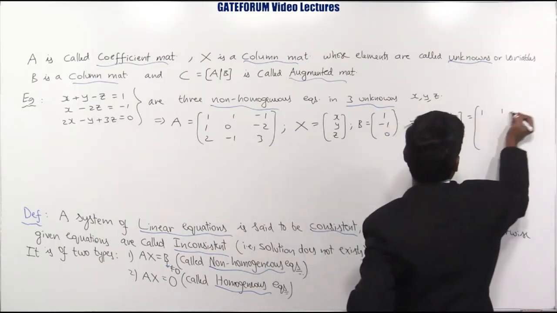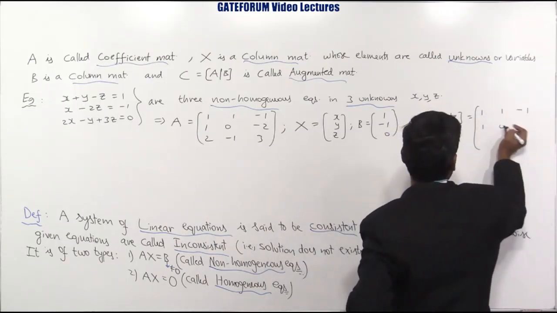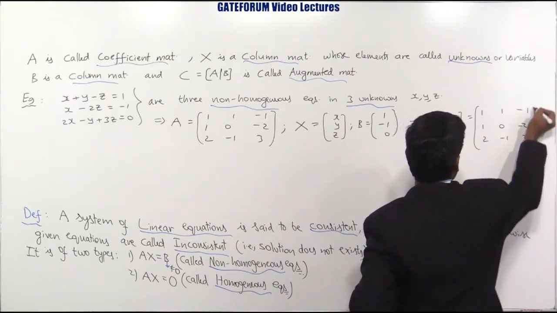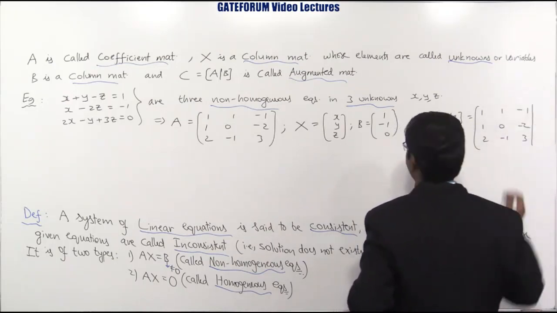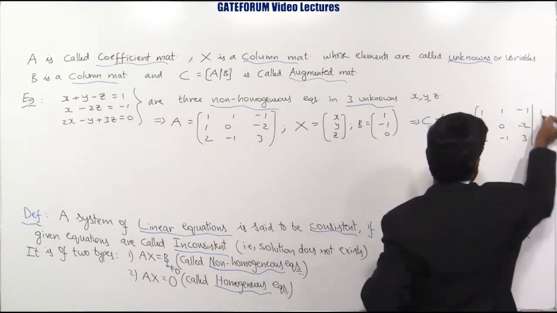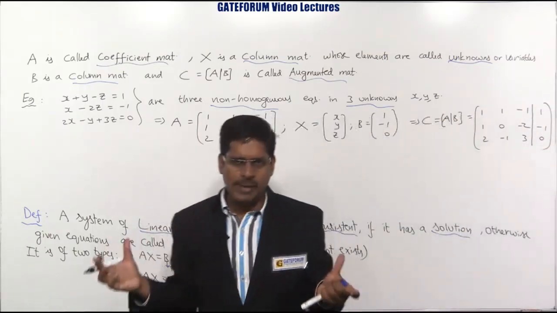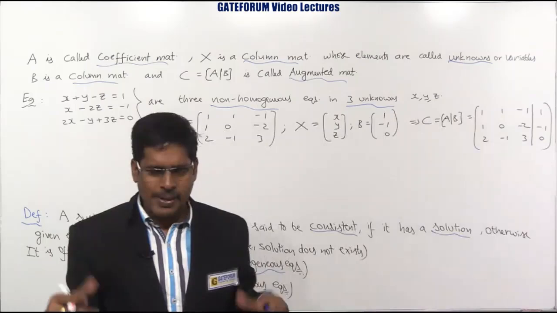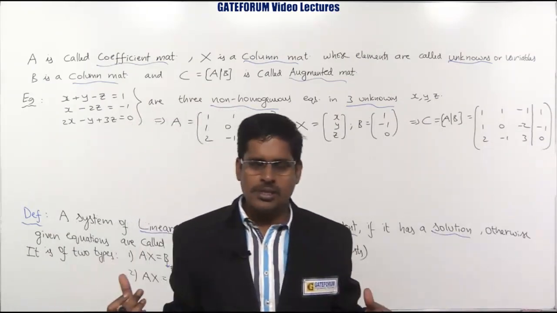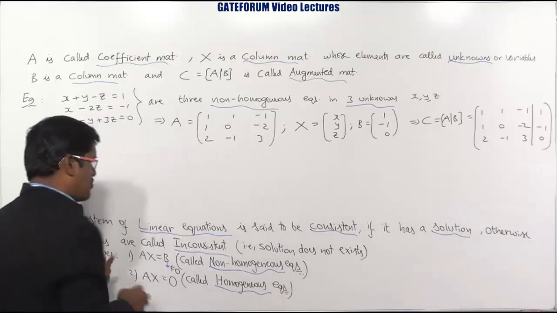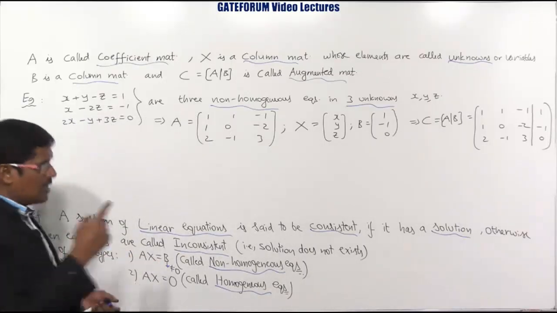So 1, 1, minus 1, 1, 0, minus 2, 2, minus 1, 3, up to this is the A matrix. This line is an indication. Now the B matrix is put here, 1, minus 1, 0. So this is called the combined matrices of A and B, which is A by B, that is separately denoted by the C matrix, which is known as the augmented matrix, which is helpful for solving Ax equal to B equations.